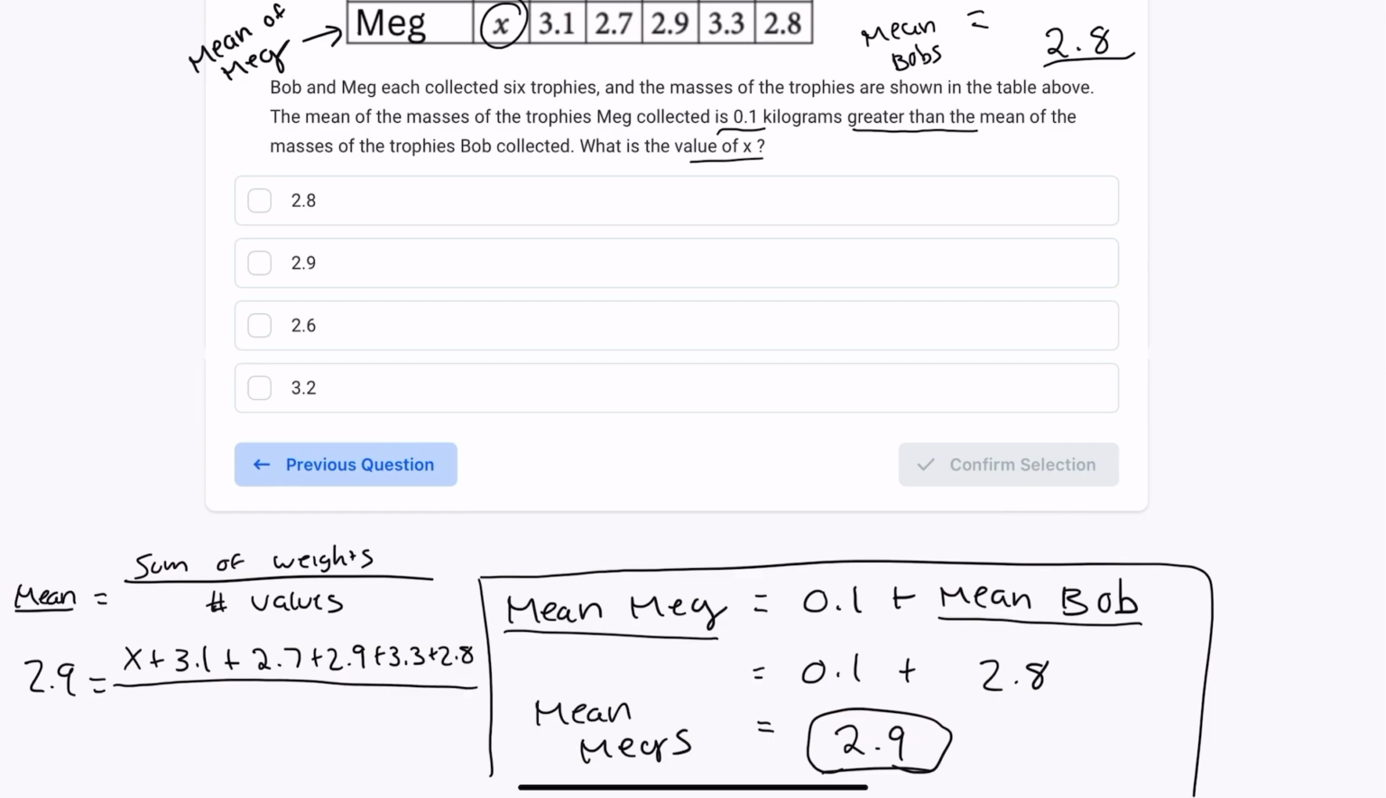over 6 values, right? So to solve for this, we'd multiply both sides by 6. So this would become 6 times 2.9, which would become 17.4 is equal to X plus 14.8. If you subtract 14.8 from both sides, you're going to get X is equal to 2.6.